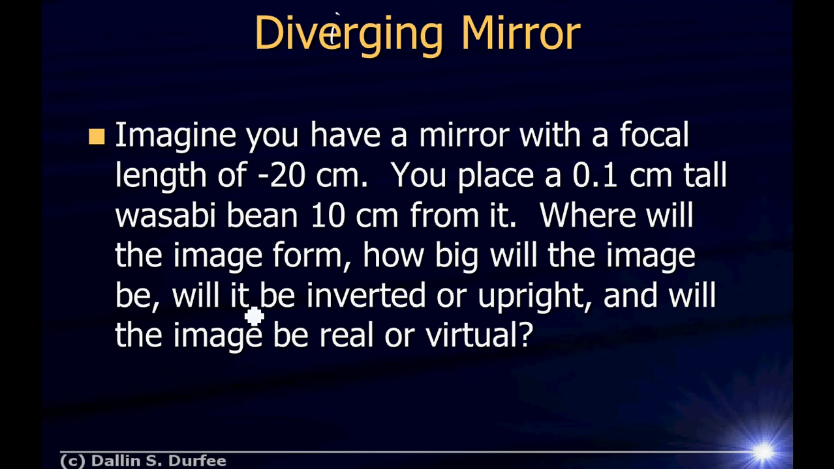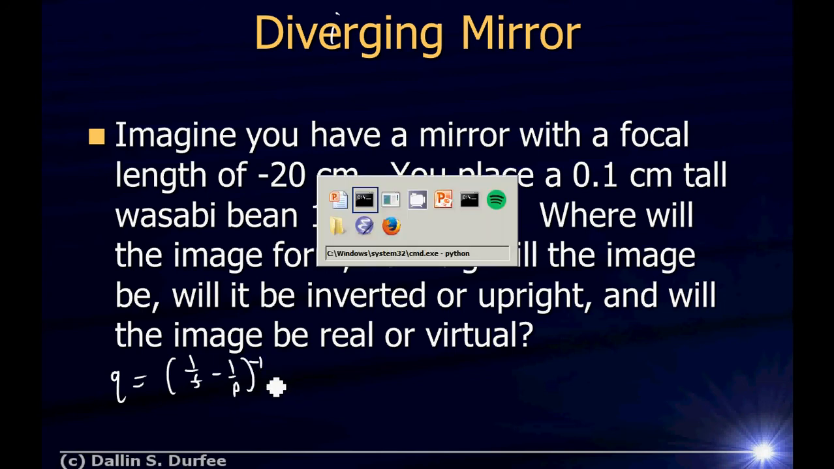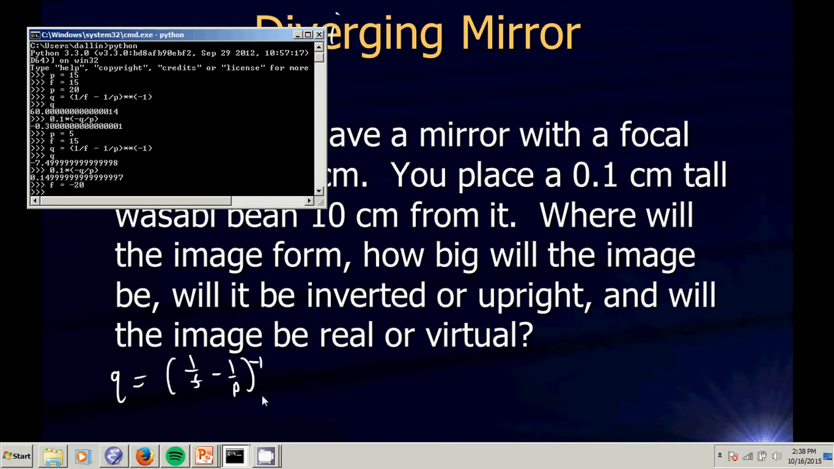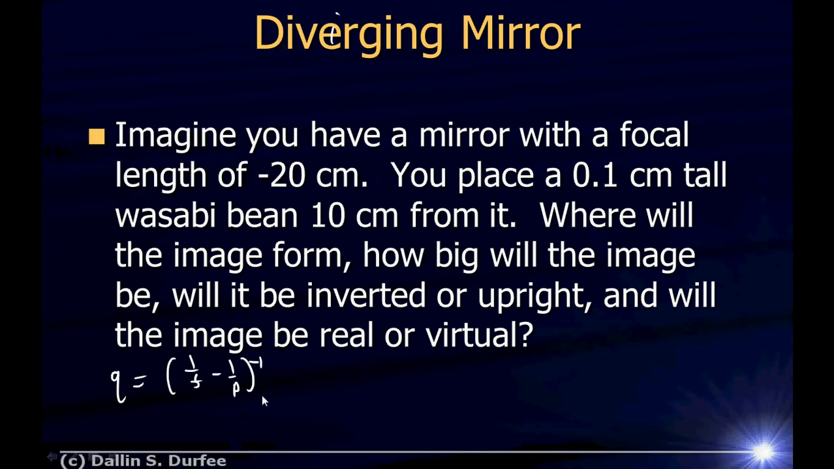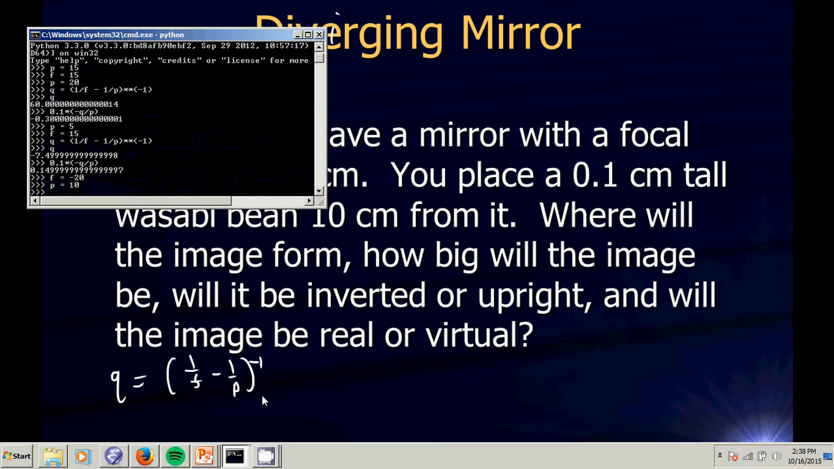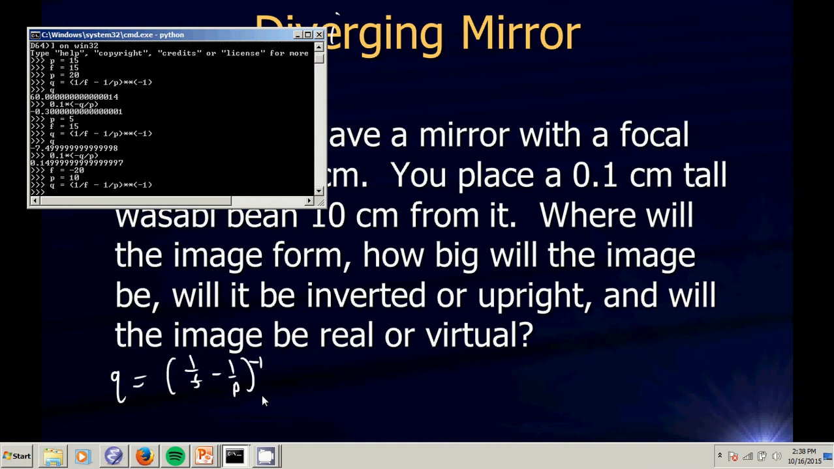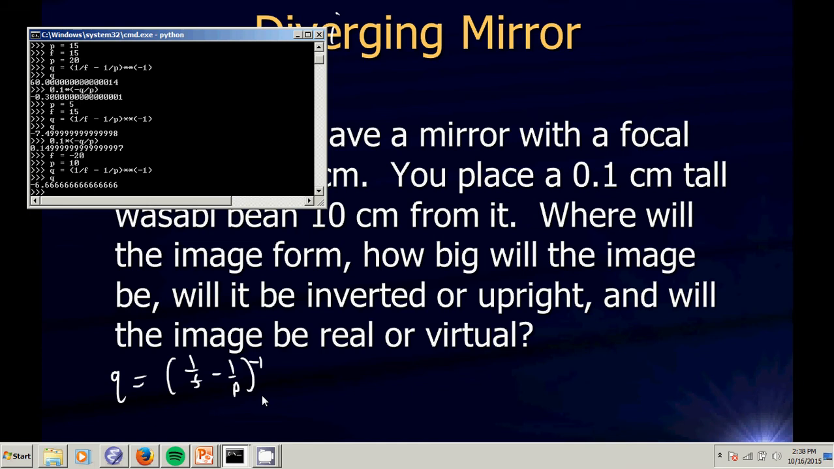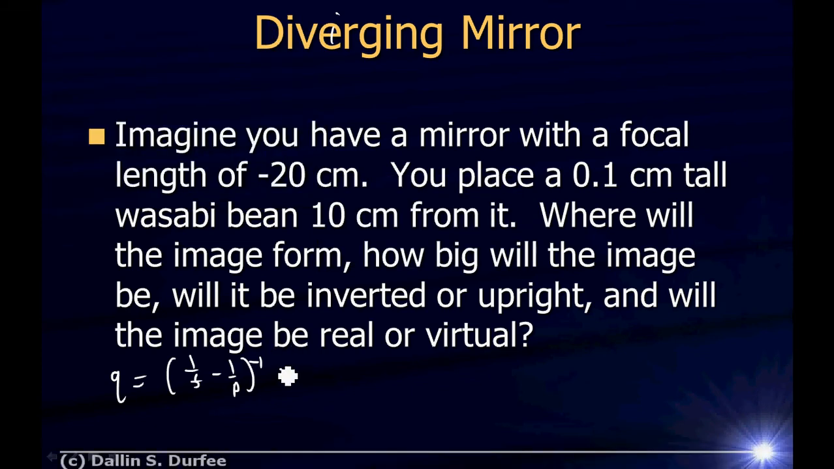Okay, sort of same thing. We're trying to find Q. And once again, Q is going to be 1 over F minus 1 over P to the -1 power. Only this time, F is going to be -20, and P is going to be 10. So Q is equal to (1 over F minus 1 divided by P) all raised to the -1 power, and that gives me -6.66666, whatever. So this is going to be -6.67 centimeters to 3 significant digits.